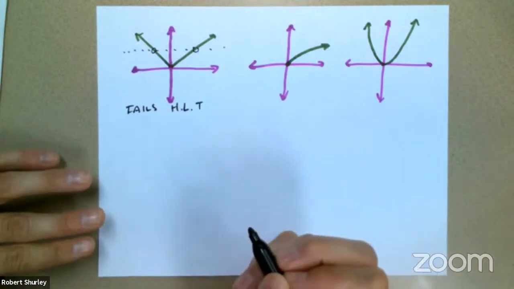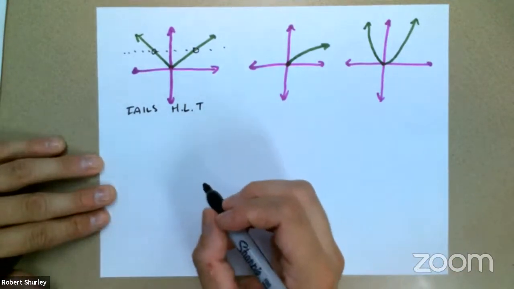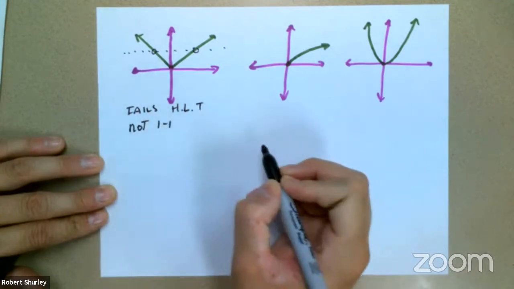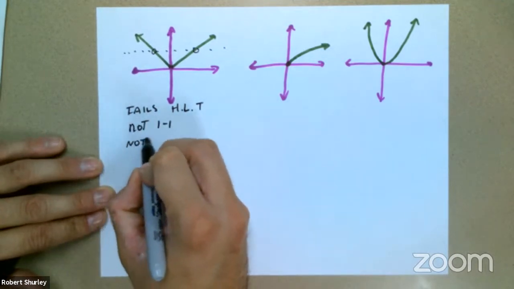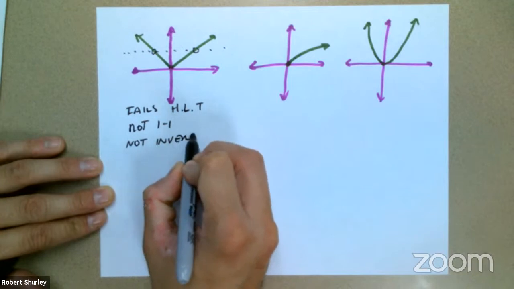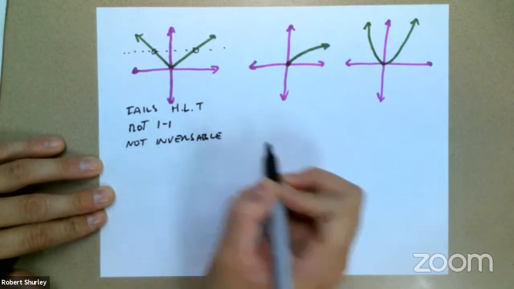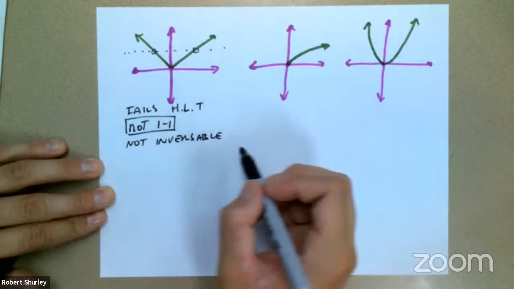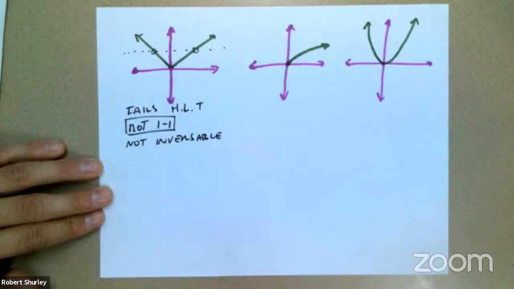Ham, lettuce, tomato, okay? Fails the horizontal line test. So therefore it is not one-to-one. Also, not invertible. But really, not one-to-one is what we're worried about, but it means it's not invertible, okay?